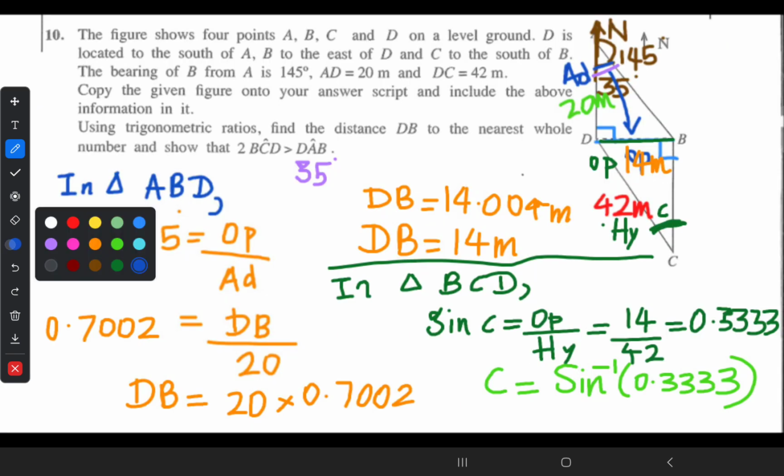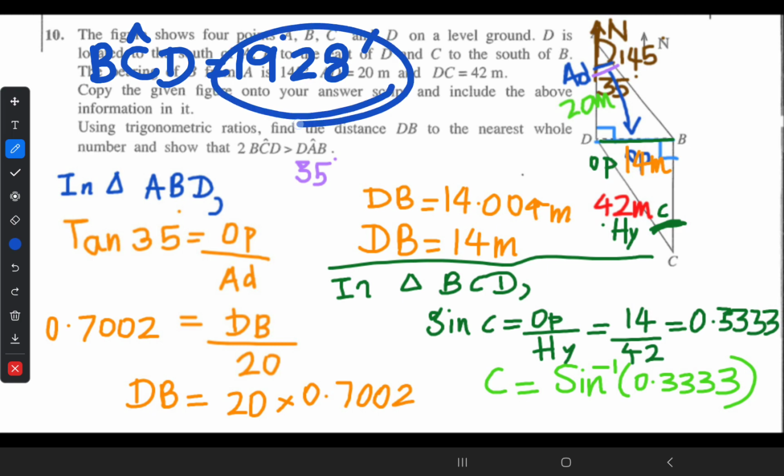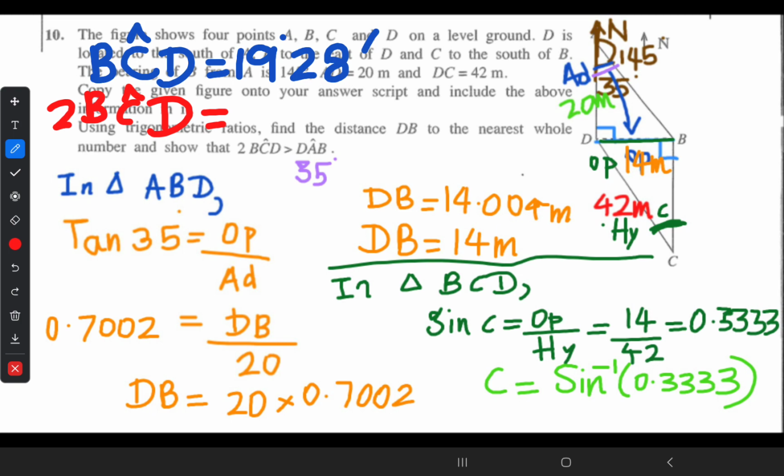Now we found our angle C, this particular angle BCD, as 19 degrees 28 minutes. The question is to show that 2 times BCD, double this angle, is greater than 35. Now let's find 2 times BCD. When we multiply this by 2, that gives 38 degrees 56 minutes.